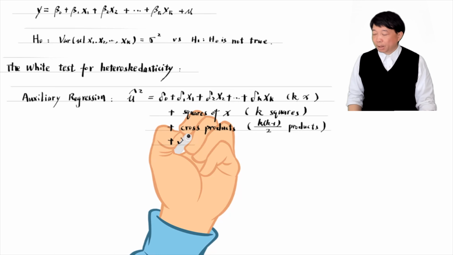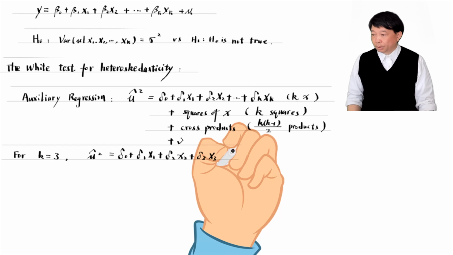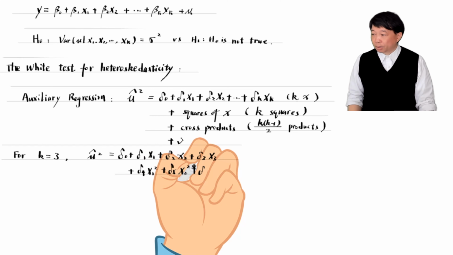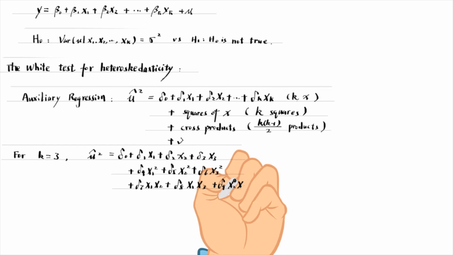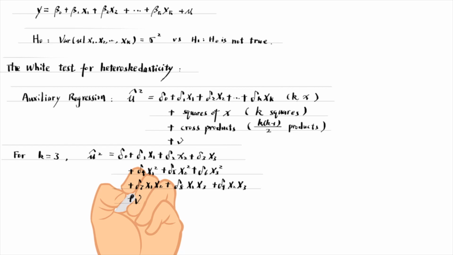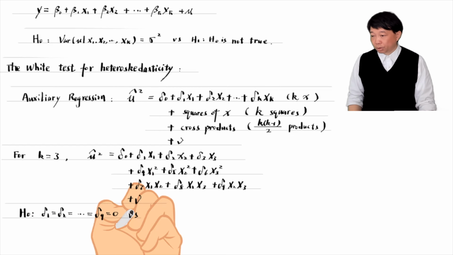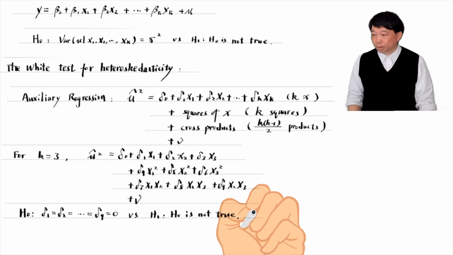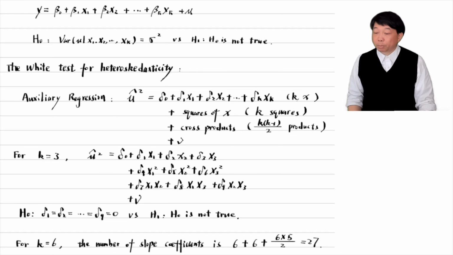When there are k explanatory variables, the number of coefficients could be large. For example, if the original model has 3 explanatory variables, the auxiliary model in the White test looks like this. There are 9 coefficients, or 9 restrictions, in the White test. For a model with 6 explanatory variables, the auxiliary regression involves 27 slope coefficients.